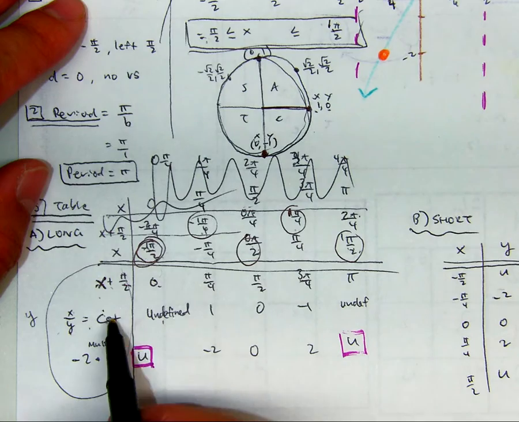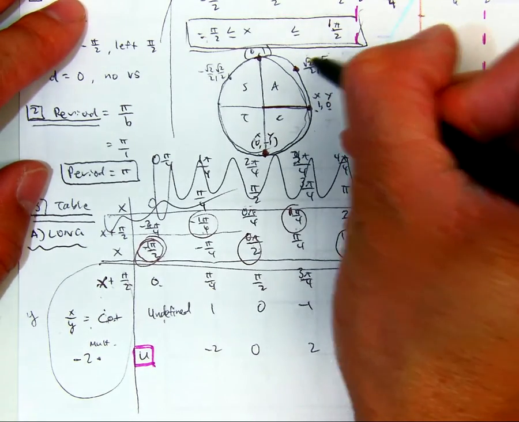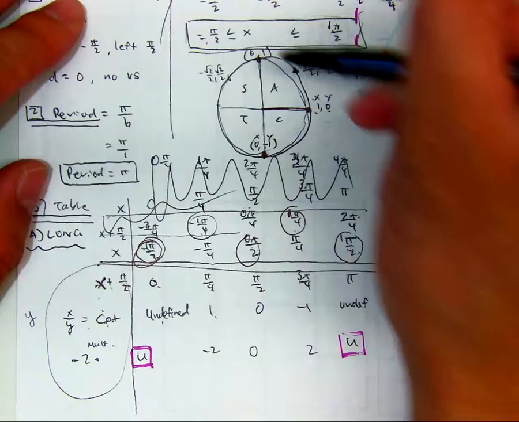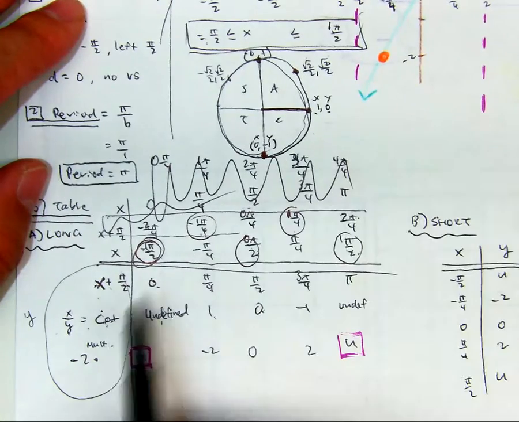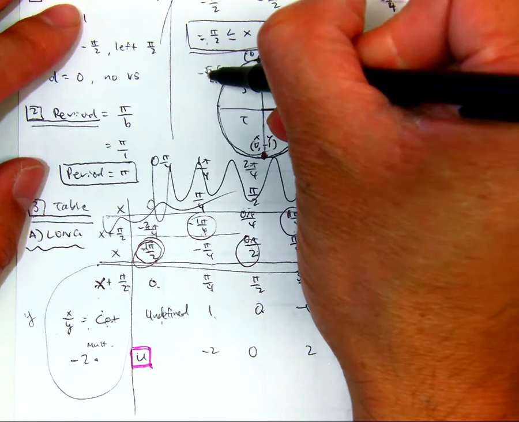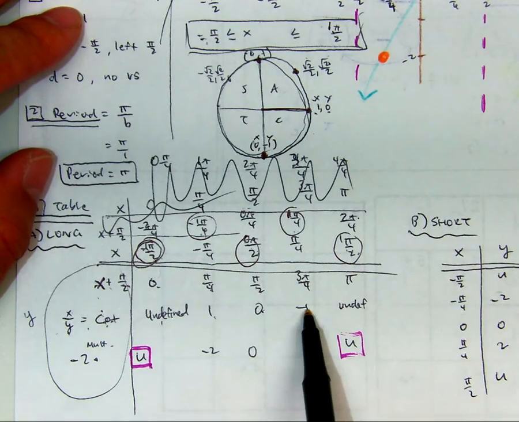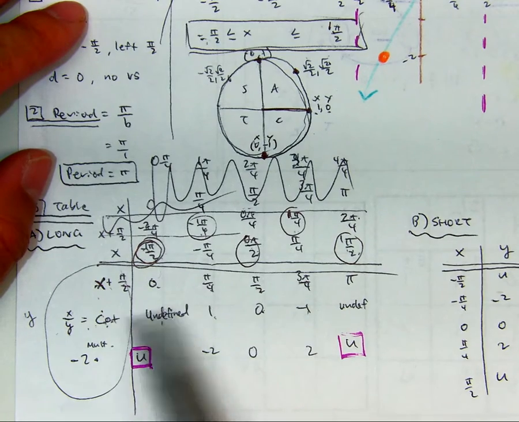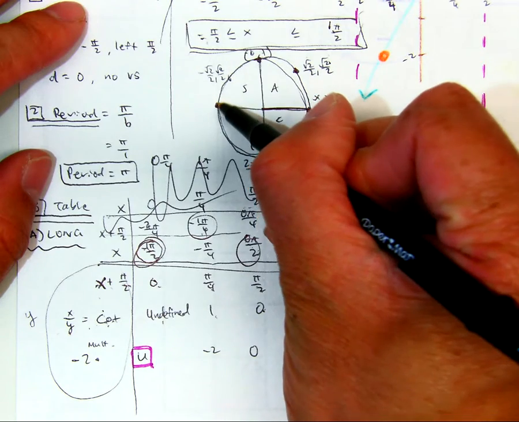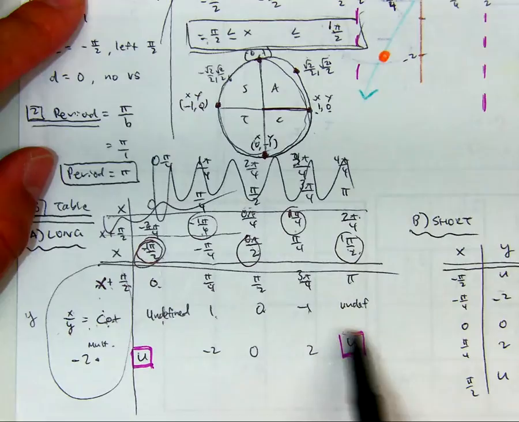Cotangent at pi over 4, same thing, x over y, radical 2 over radical 2 is 1. Cotangent at pi over 2, 0 divided by 1 is 0. Cotangent at 3 pi over 4, that's x over y, negative radical 2 over 2 over positive radical 2 over 2 is negative 1. And then cotangent at pi is over here, so that would be negative 1, 0. So that would be negative 1 divided by 0, which is undefined.